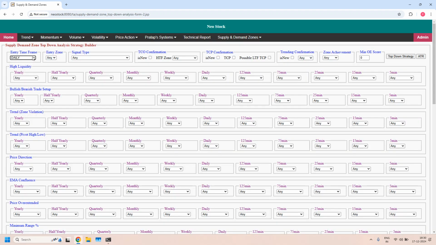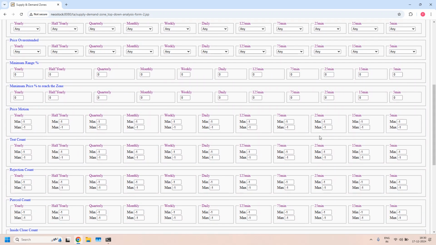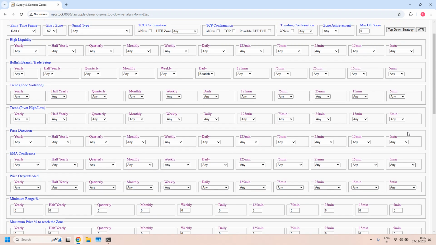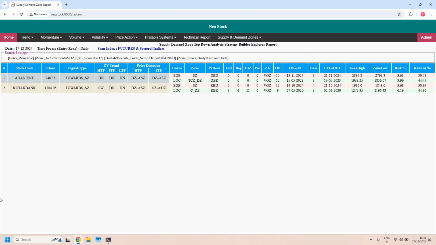So entry time frame daily, entry zone supply zone for bearish trade setup. In bullish or bearish trade setup at entry time frame daily, I am selecting bearish. And these daily supply zones should not be pierced. So in the pierced count parameter, daily time frame, I am setting minimum value 0, maximum value 0. Zone achievement violated opposing zone, minimum odd enhancer score 12. All 3 filters are applied to daily supply zone. Now let us filter the stocks. We got 2 stocks. Currently these 2 stocks are supporting bearish trade setup for monthly income trade.